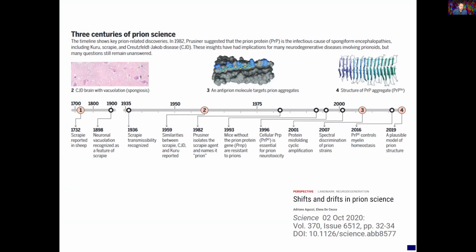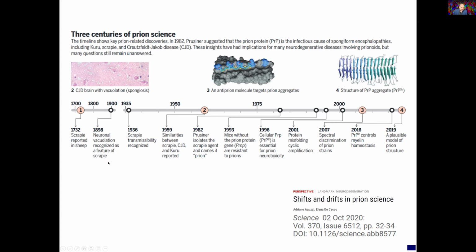What I will be talking about is, I will compress into a typical lecture three centuries of prion science, and I will mostly follow the timeline that is depicted here. It starts in 1732, when a disease was first reported in sheep, and it was called scrapie. This disease is called scrapie because the sheep would scratch themselves and would eventually lose most of their fur. And then things did not really develop for a long period of time.